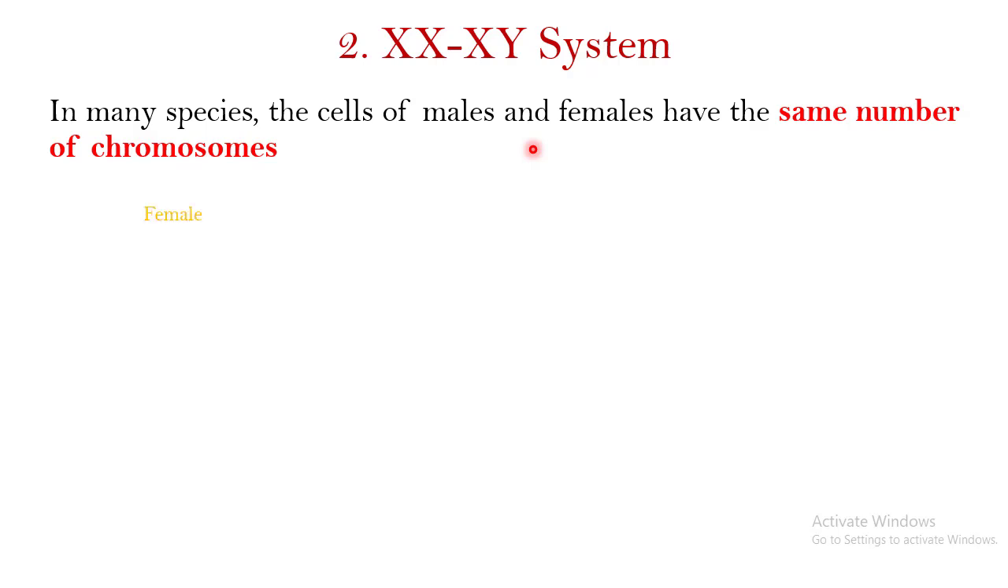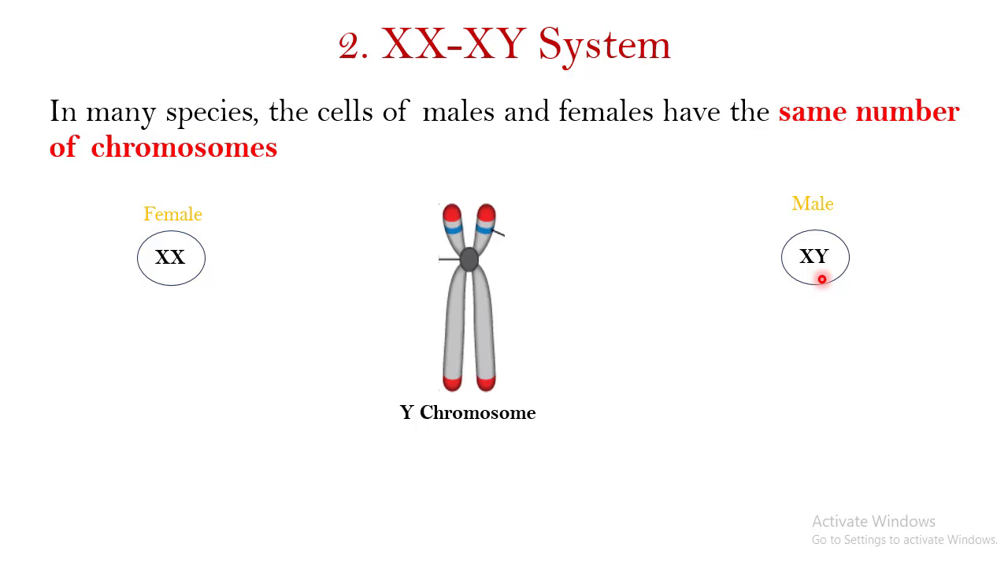For example, the female is going to have two sex chromosomes, and both of them are going to be X. So females have two X chromosomes. The males are going to have one X chromosome and one Y chromosome. So the number of chromosomes is the same, but the type of chromosome is different.